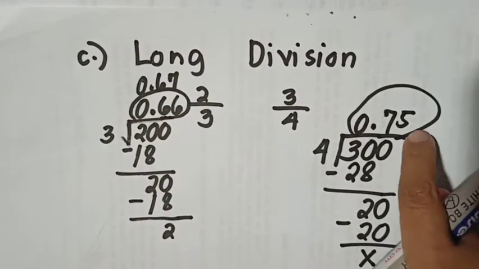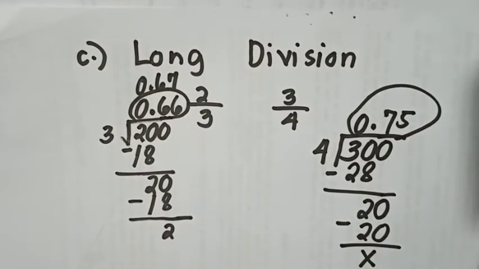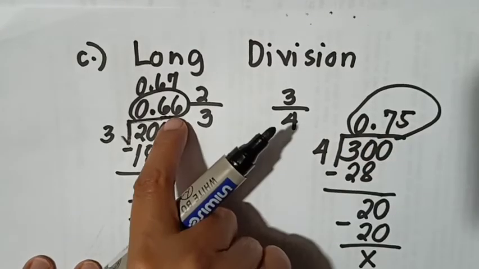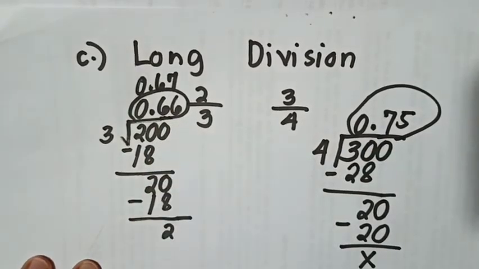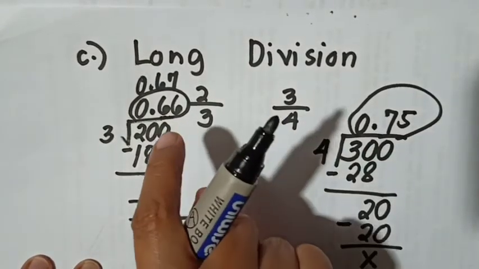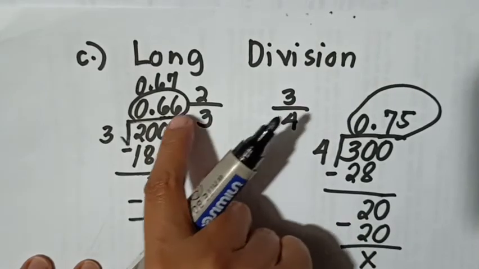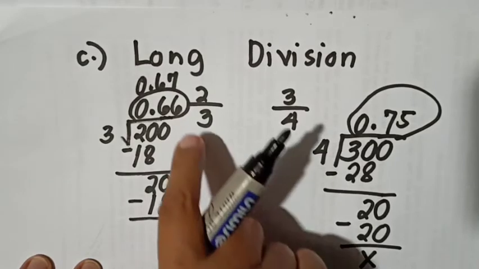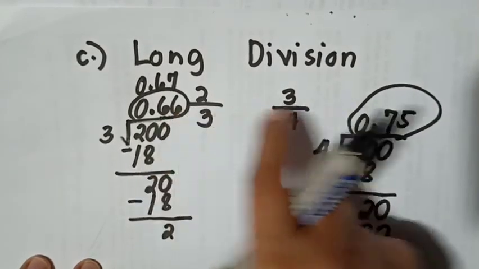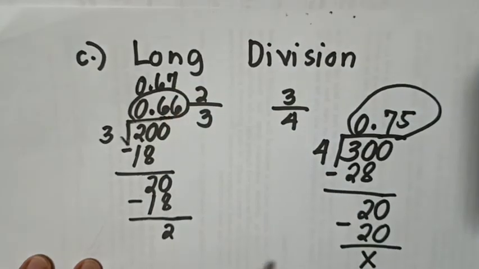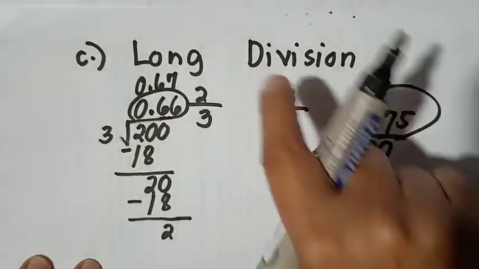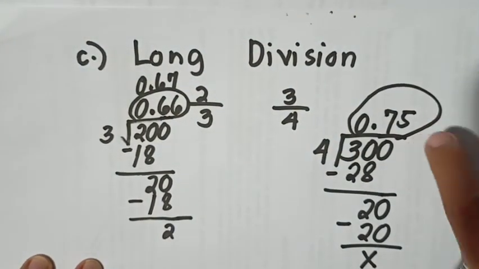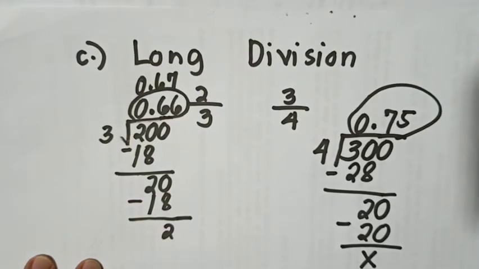We ended up with this terminating number. The other one is non-terminating because when you continue to keep on putting 0, 0, 0, the answer will always be 2 here. The difference will always be 2, 2, 2. It will be infinite. The quotient will be infinite, so you just need to round it off. In here, this is terminating already. It ended up there. So our quotient is 0.75.